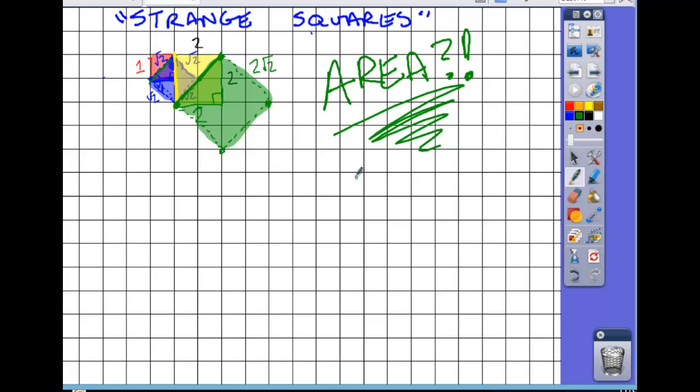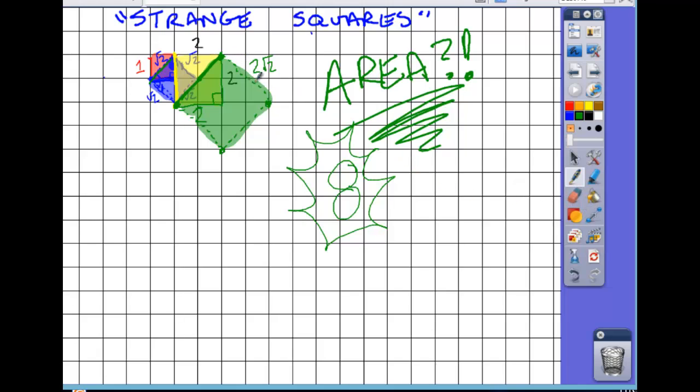Well, I don't know. Maybe it has something to do with what we were talking about when we did the blue square. In case you didn't tell, I'm stalling to give you some time to figure it out before I just blurt it out. Okay, well, I've waited long enough. The area, of course, is 8.